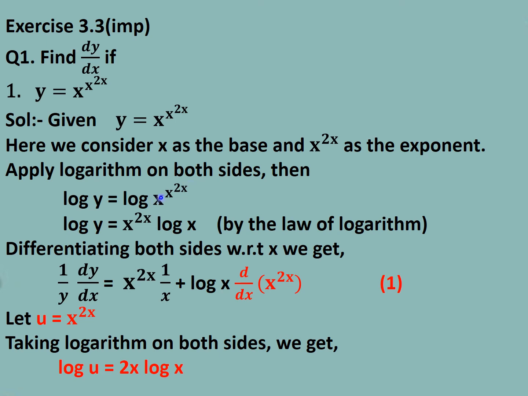So other than the base x, we have x raised to 2x as the exponent. As per the law of logarithm, we will take this exponent part in front of the logarithm. That is x raised to 2x into log x. Now differentiate on both sides with respect to x.